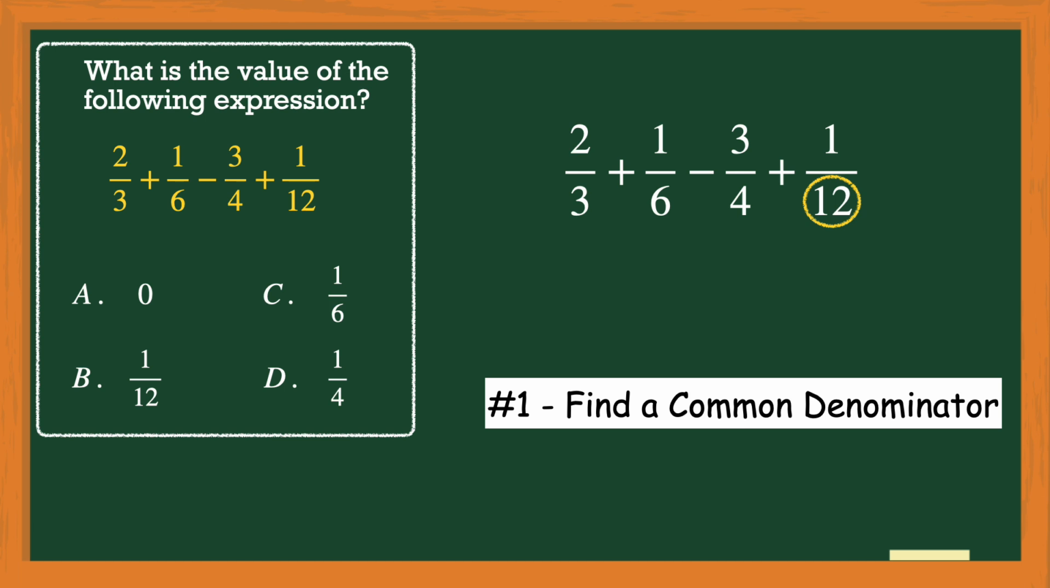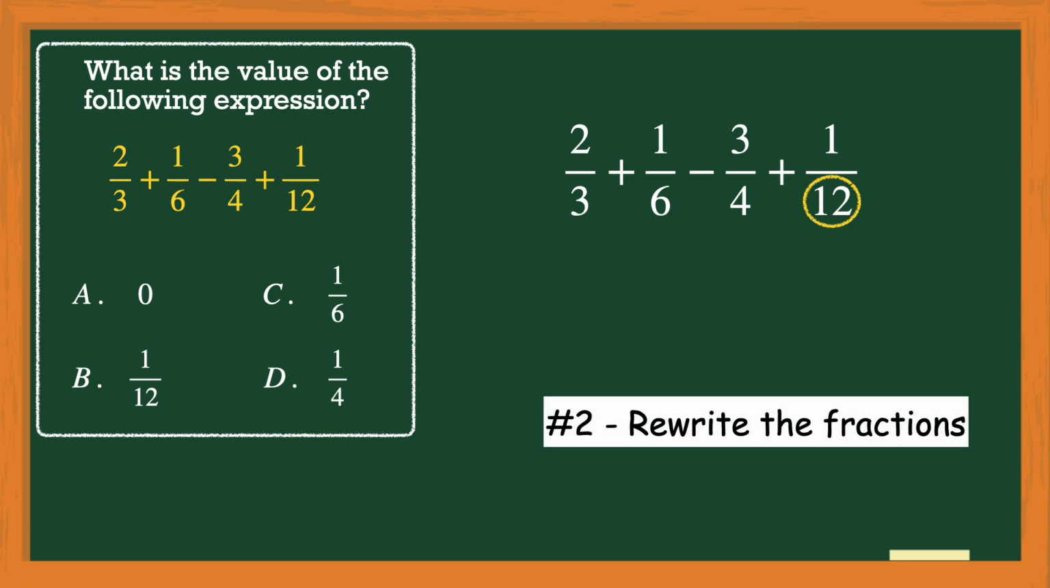The second step is to rewrite the fractions so that they each have that common denominator of 12. Starting with 2/3, I know that 3 times 4 is 12. So I need to multiply the numerator by 4 as well, and the resulting equivalent fraction to 2/3 is 8/12.